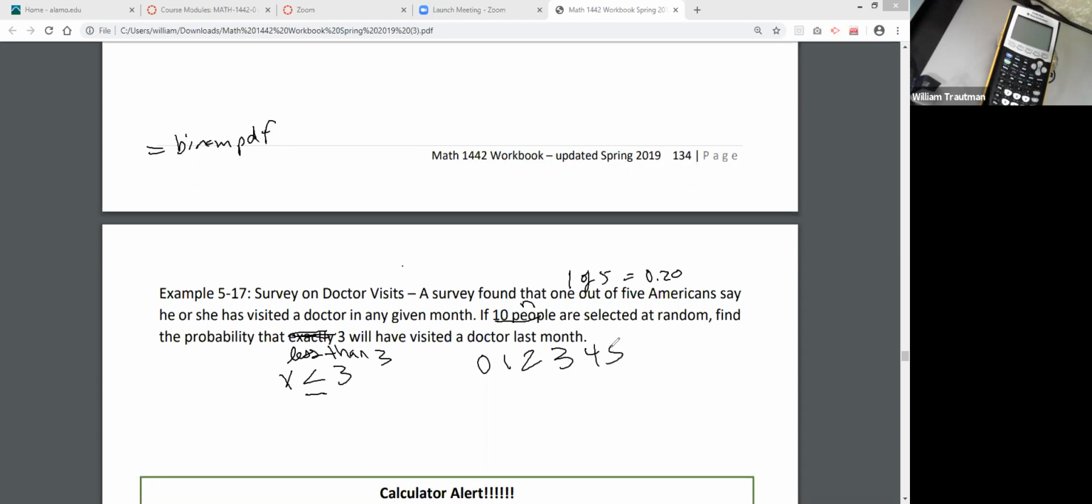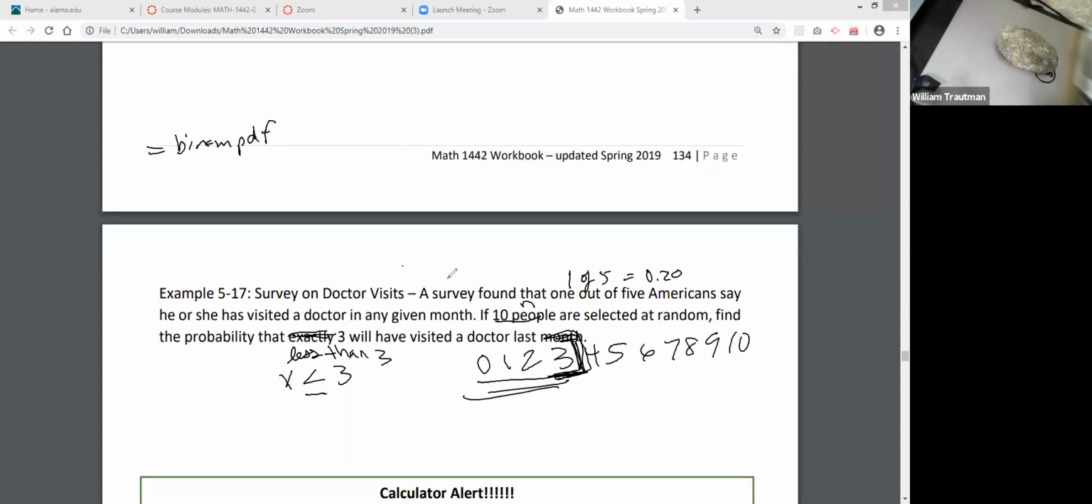Then you could have 4, 5, 6, 7, 8, 9, or 10 people because there's 10 altogether. We want these less than or equal to 3. Do you see? We want to do all these 3 and we want to add them up. 0, 1, 2, 3. Our calculator will add all of these up, less than or equal to 3. Our calculator will add them up.